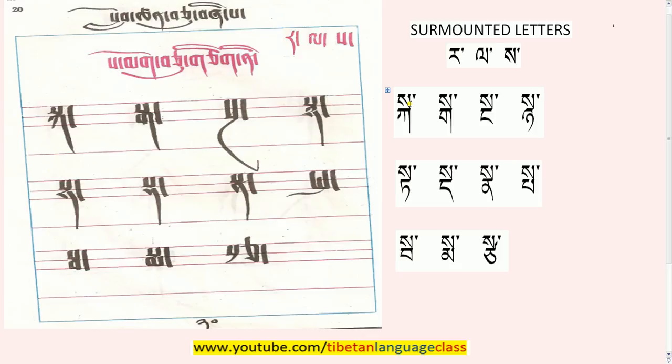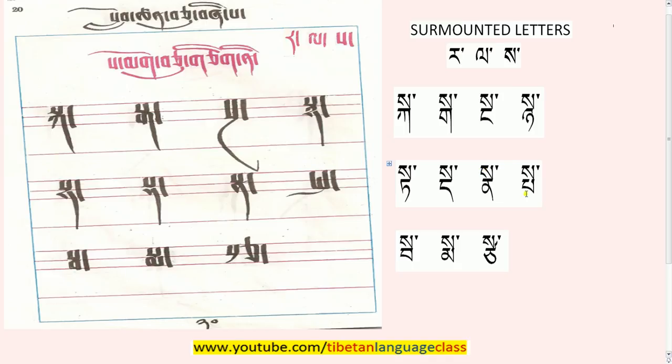With or without it is ka, ka without it, ga with it. So it's ka, ga. Nga without it, nga with it. So it's nga, nga. Nya without it, nya with it. So it's nya, nya. Ta with or without. Ta without it, da with it. So it's ta, da. Na without it, na with it. So it's na, na.